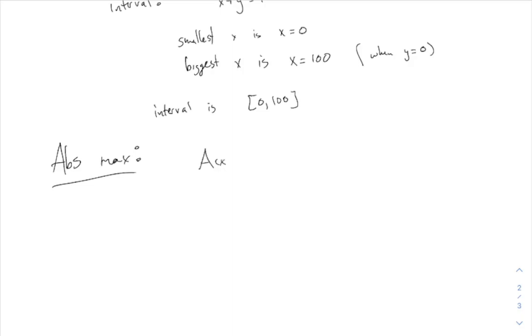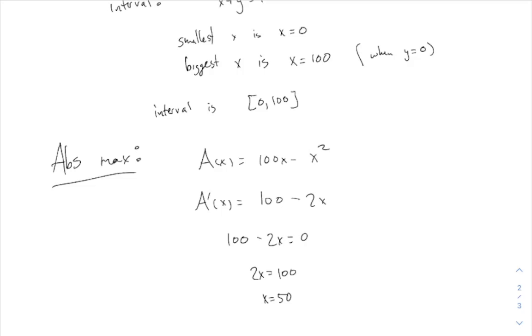Remember, A of x was 100x minus x squared. For the critical numbers, I need to take the derivative. It's going to be 100 minus 2x. And then I set that equal to 0. For the critical numbers, 100 minus 2x equals 0. 2x equals 100. x equals 50, right? So this is my only critical number.